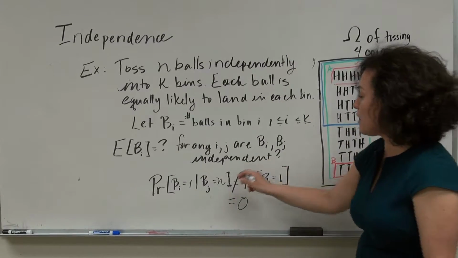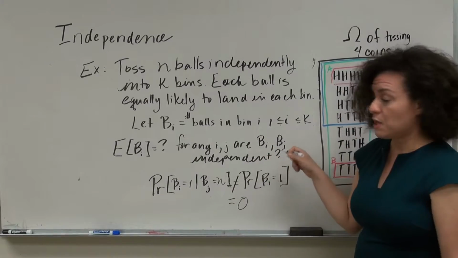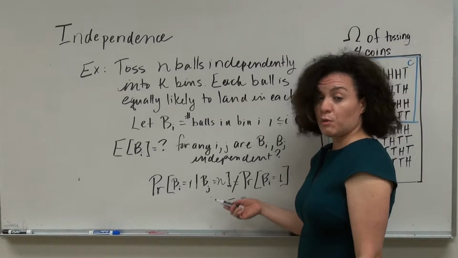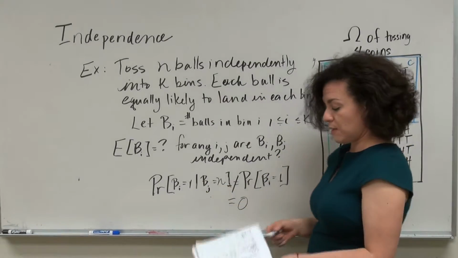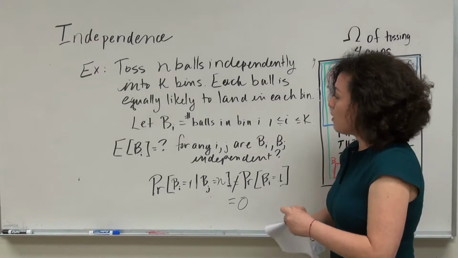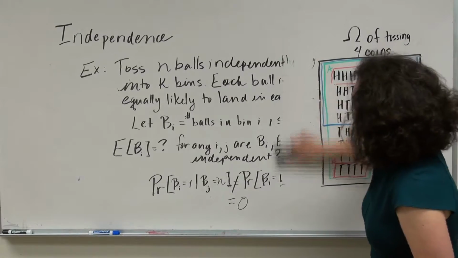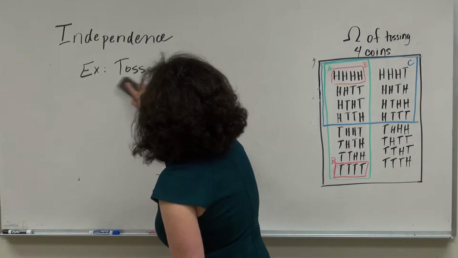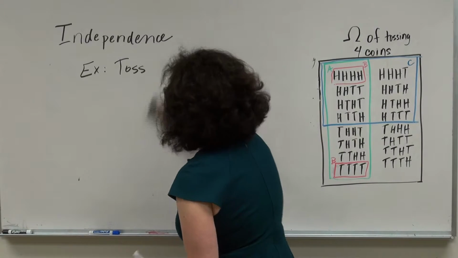So we've just shown that these bin totals, bin i and bin j, are not independent by showing that knowing what the bin total for bin j is actually does tell you something about the bin total for bin i. So now we're going to look at coin tossing. So we're going to toss a fair coin independently 4 times.